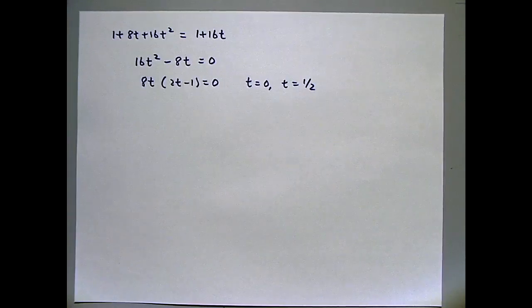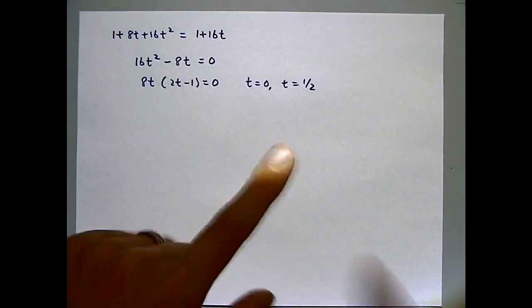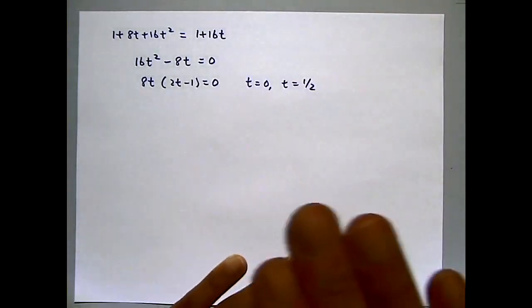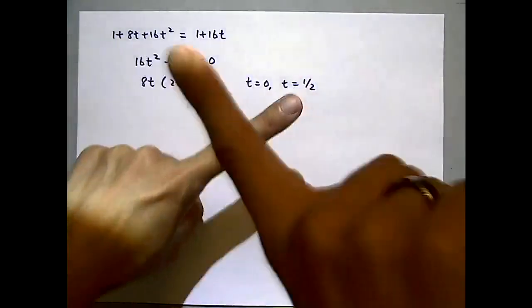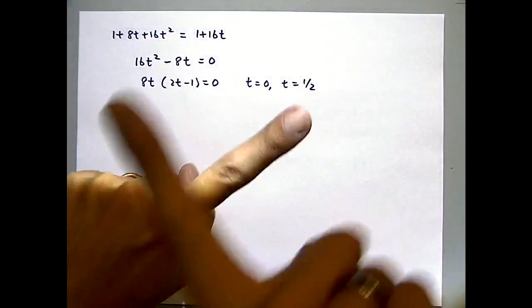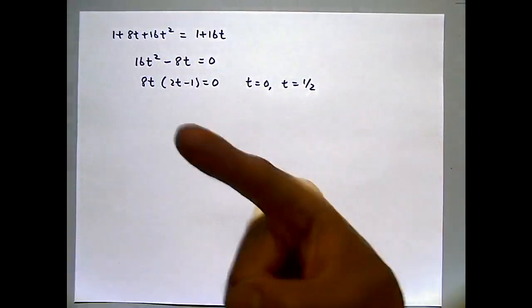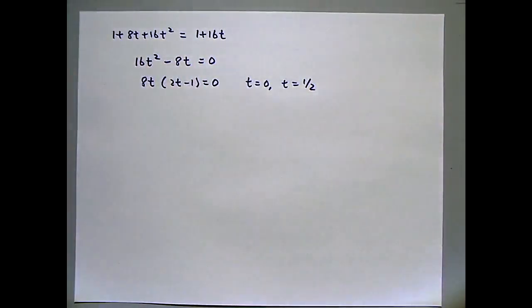Okay, so at these two times, the x and y locations will be the same. But z, the height, can be different. So you can have two things that look like this, but they don't intersect. They have the same x and y, but different z value. It's like you and your roommate have the same class in this building, but your roommate is upstairs. Right? There's no collision.